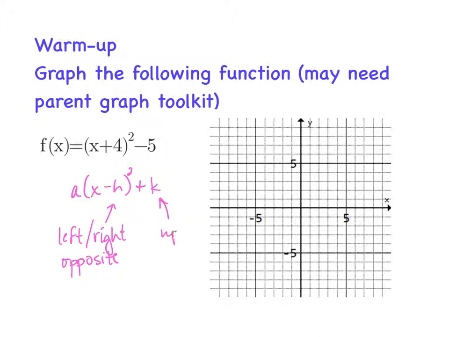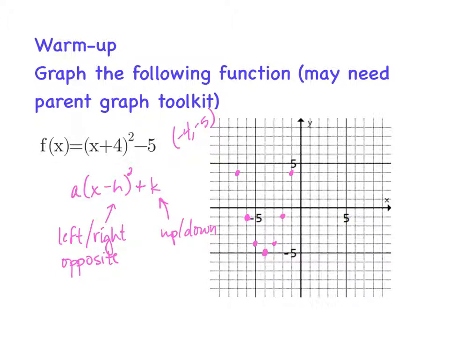K is up or down, and that's exactly as you would think it would be. If it's positive, it moves it up. If it's negative, it moves it down. So this is a parabola with an hk of -4, -5. So I'm going to graph that point right there. From hk with the parabola, the pattern is out 1 and up 1, out 1 and up 3 from there, and out 1 up 5 from there.